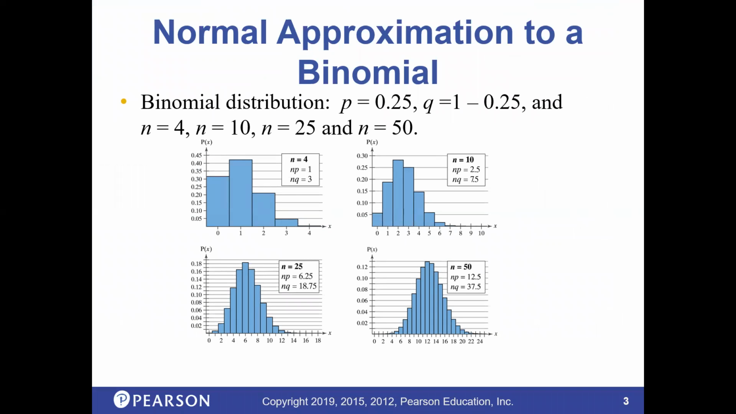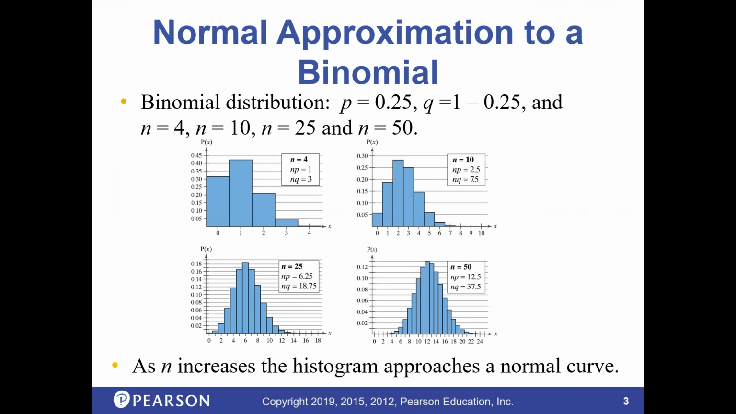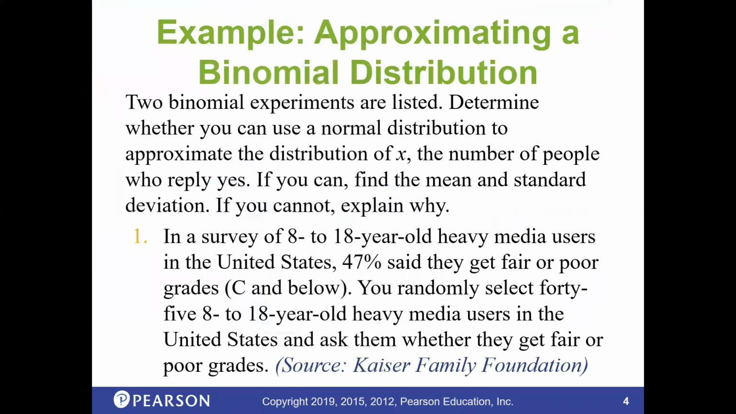All right, let's jam with our problem then, or two problems here. So two binomial experiments are listed. Determine whether you can use the normal distribution to approximate the distribution of X, the number of people who reply yes. And if you can, then find the mean, find the standard deviation. But if you can't, tell me why and why not. So it goes to that little condition of 5. We good? So all yours here, this is the condition of 5 is met.